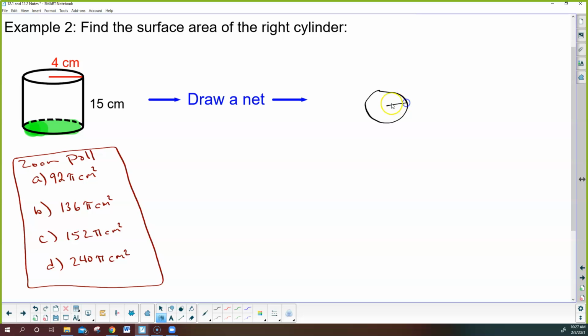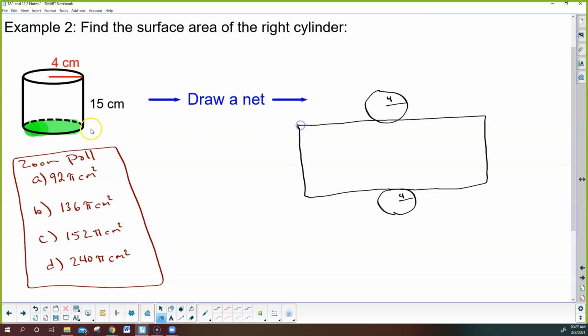So I'd have a circle up top, the radius of 4. And then I have a circle on bottom, also with a radius of 4. But what is the other side? What does it look like? Well, if I opened that up, think of it as like a can of soup.